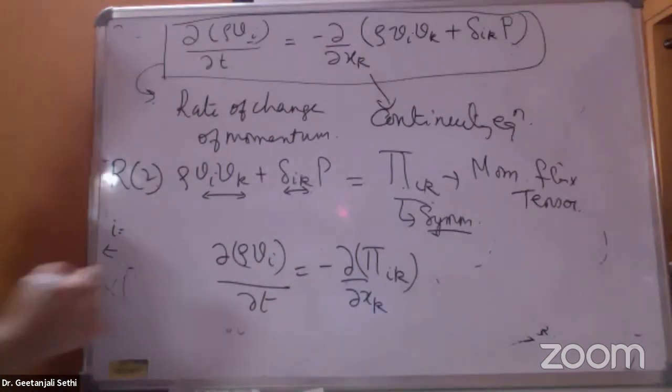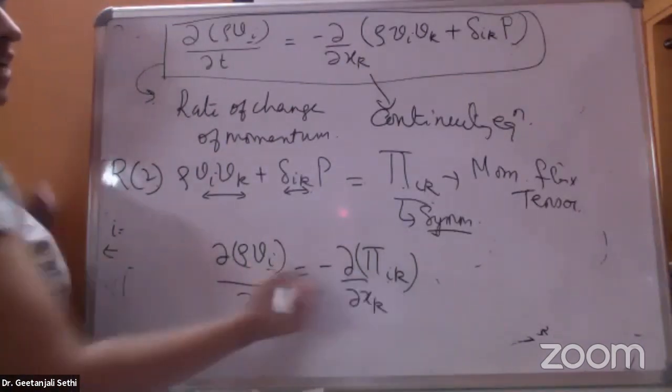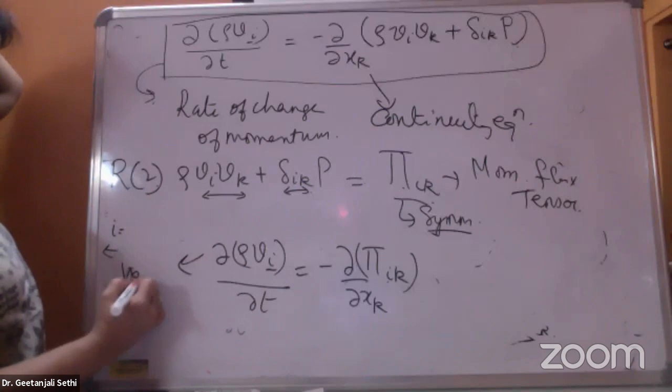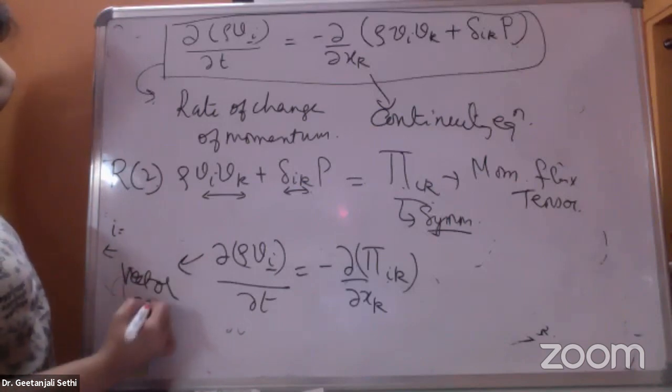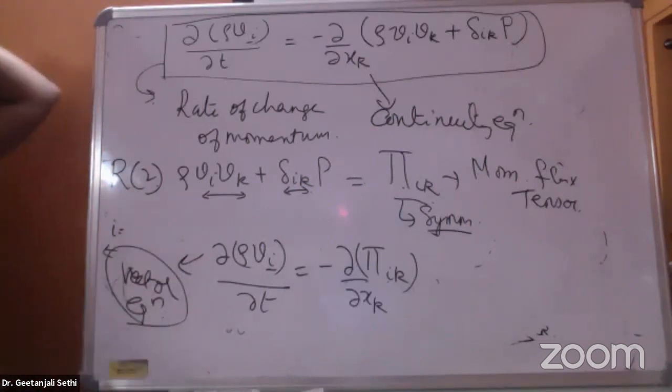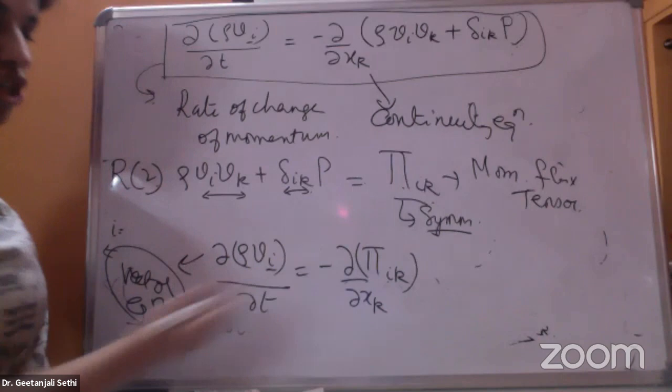You can still see that I still have one free index on both the sides. So this is still my vector equation, like I started with. Right? The nature of my equation doesn't change. It's just that now I'm representing it in terms of tensors. Right? It is just like a continuity equation.